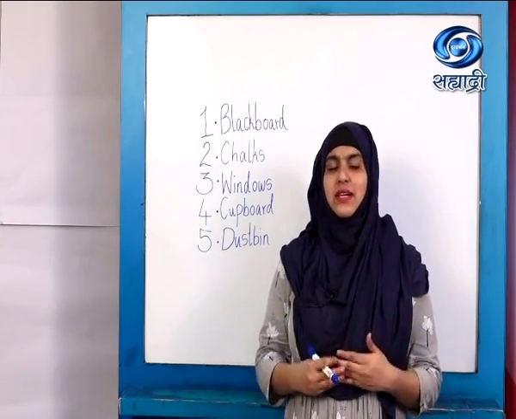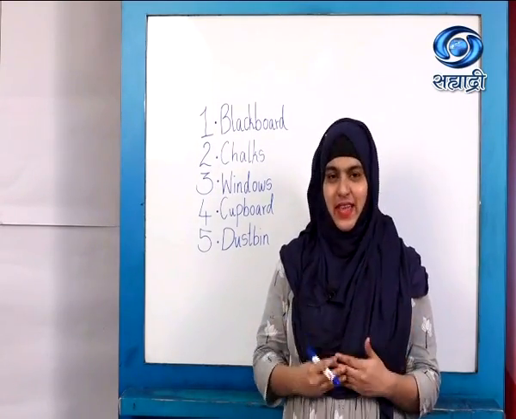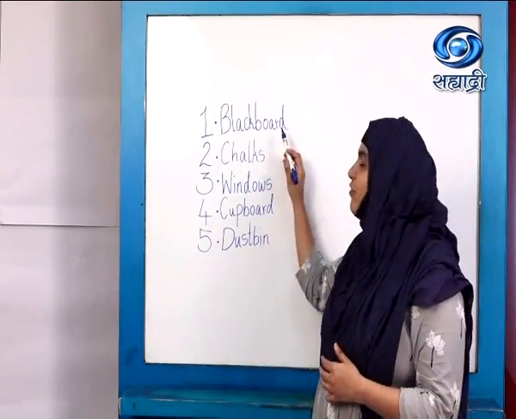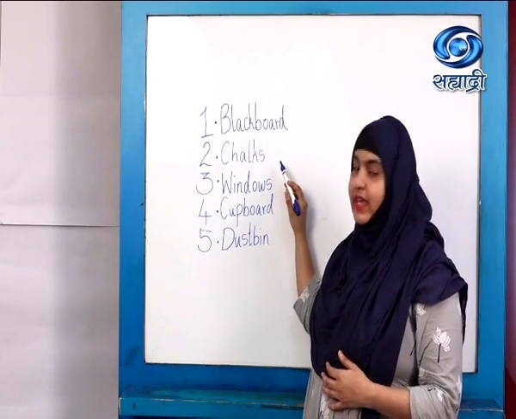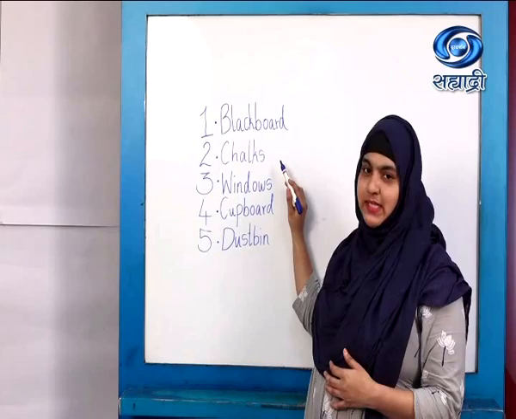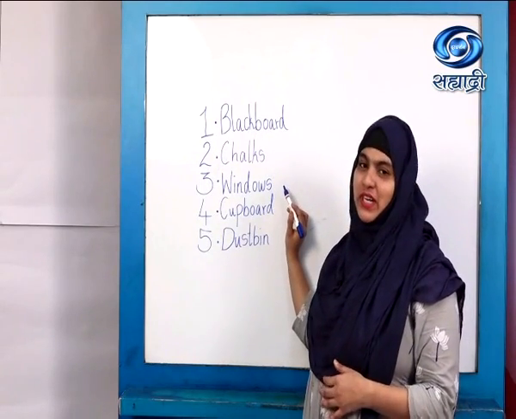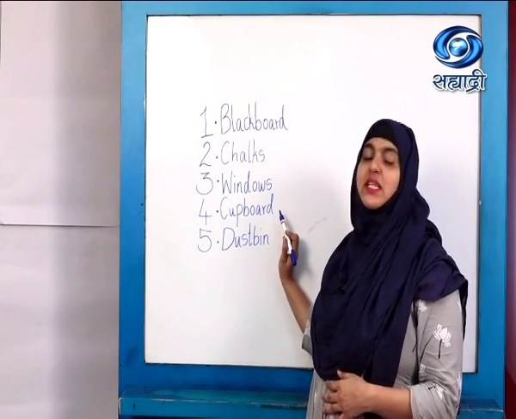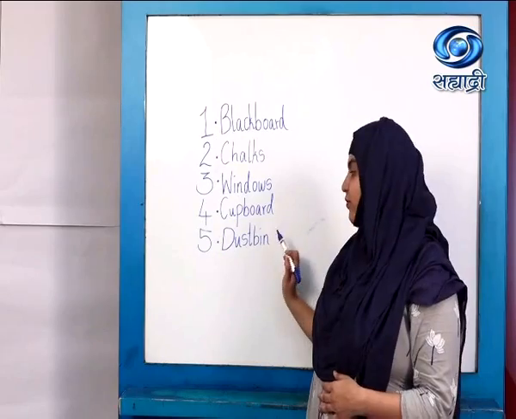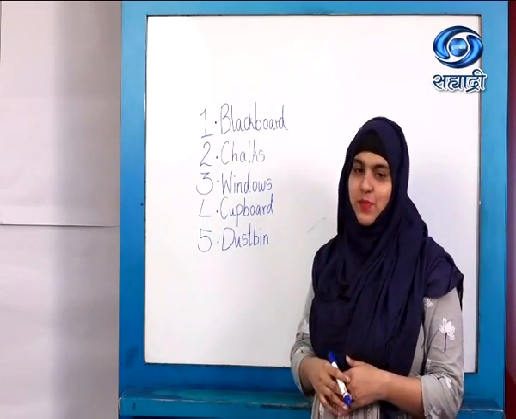Children, now let us revise the words once again. The first word is blackboard. The second word is chalks. The third word is windows. The fourth word is cupboard. And the fifth word is dustbin.